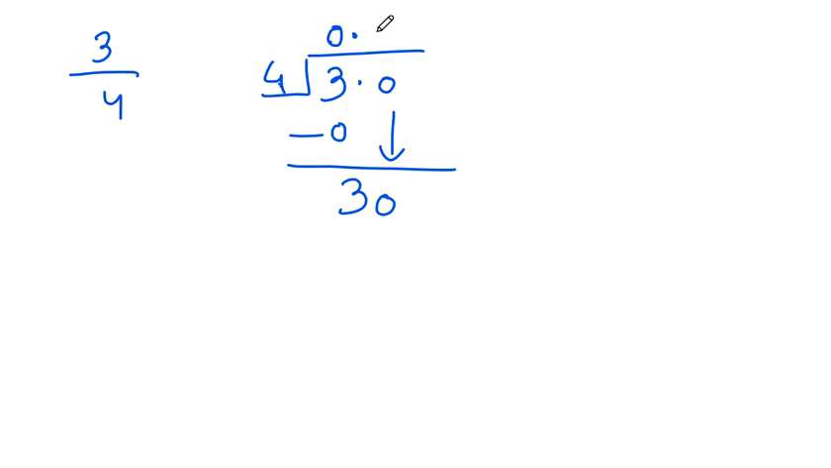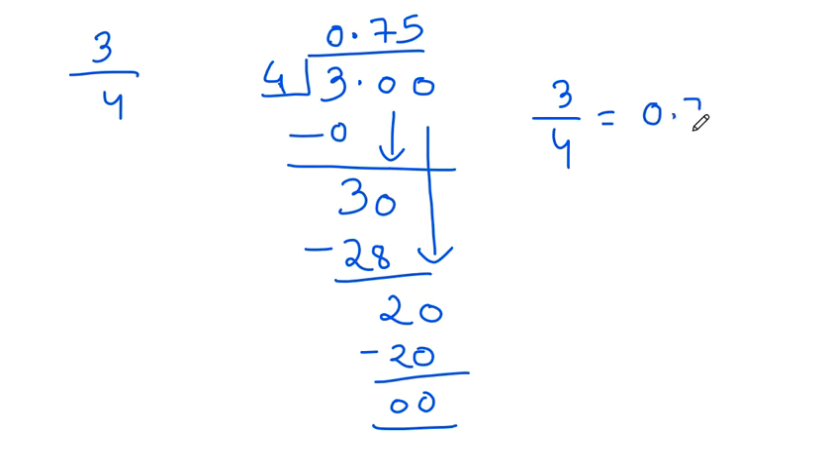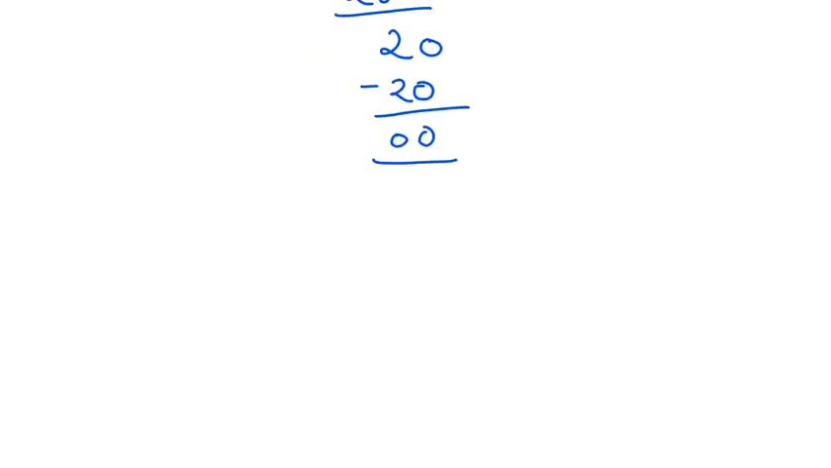Okay. Then 4 sevens are 28. Then 30 minus 28 is 2. Again you can add 0. So 4 fives are 20. That is again remainder 0. So what is the answer? 3 upon 4 is equal to 0.75.